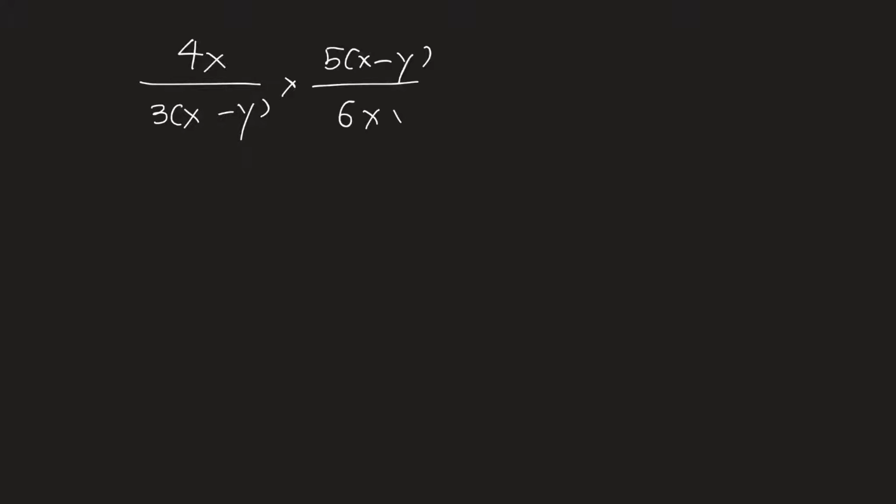Okay, and then the next one will be 4x over 3 times x minus y, times 5 times x minus y over 6xy. So you look at the common factor that they have, x minus y, and then this 6 and this 4, we divide by 2, so you have 2 and 3 here, and then this x and this x, so you divide by x. So at the end the answer will be 10 over 9y.